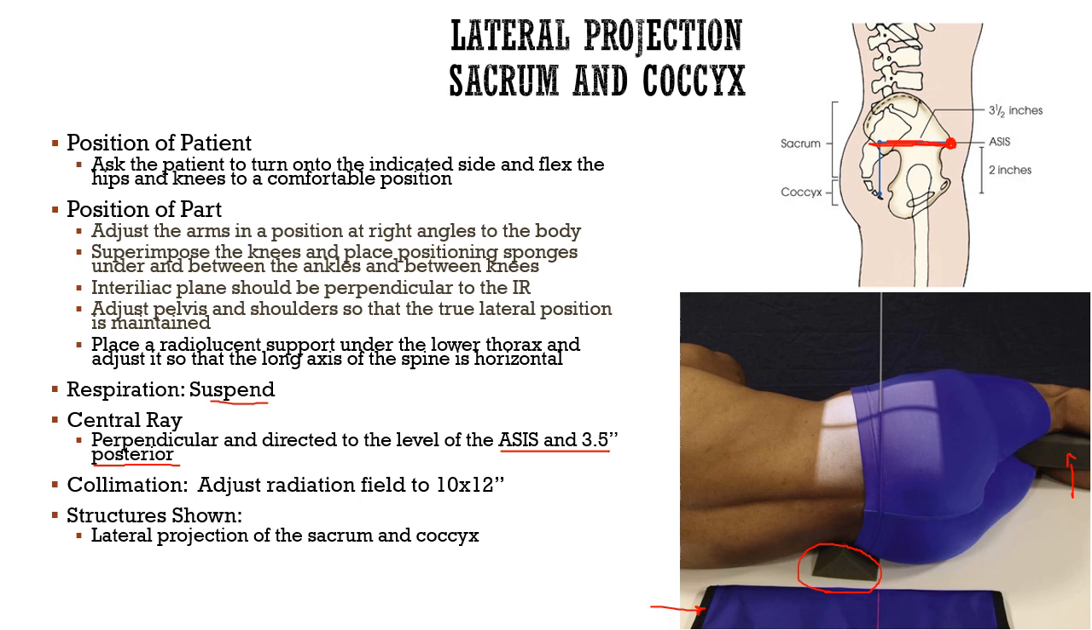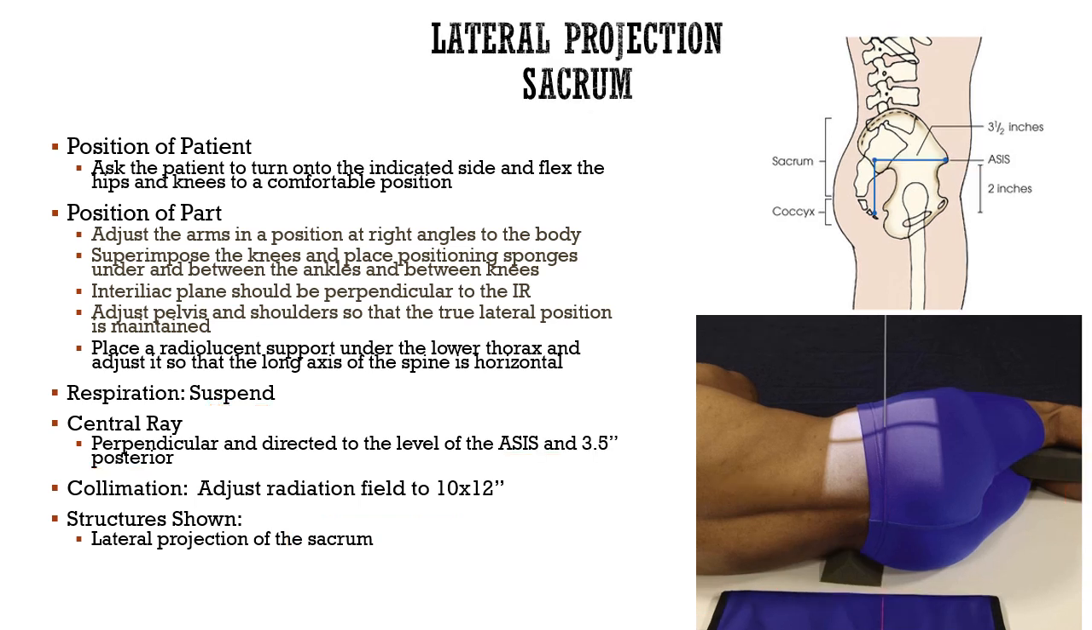We're going to adjust our field to a 10 by 12, and we're going to see a lateral projection of the sacrum and the coccyx. We can do the exact same positioning for just the sacrum. We're going to do 3.5 inches posterior to the ASISs, at the level of the ASISs.